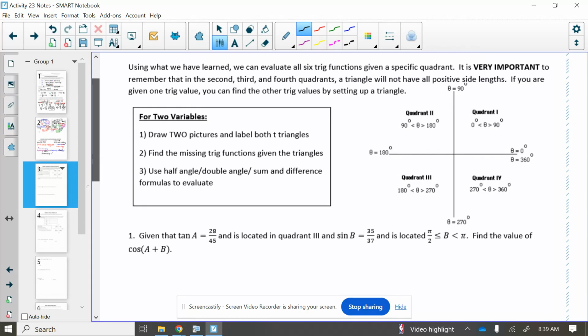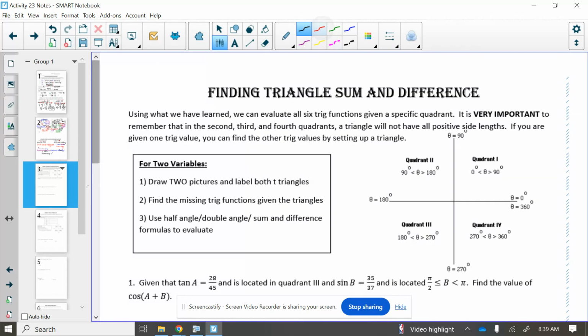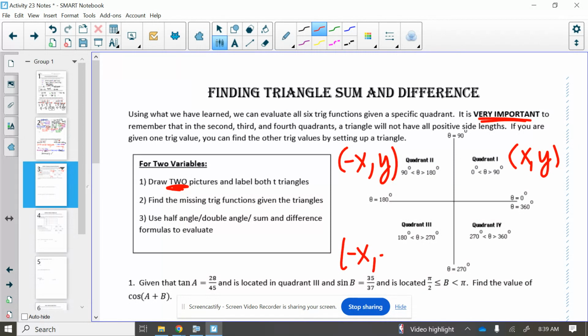So very important here that we are going to be given two pictures each time for two different triangles. Each time we are going to want to draw, and it is very important to remember which quadrant you are in, because that will dictate for some of these which have positive and negative x and y values. Because remember, we have positive, positive; negative, positive; both negative; and positive, negative, based on which quadrant we are in.